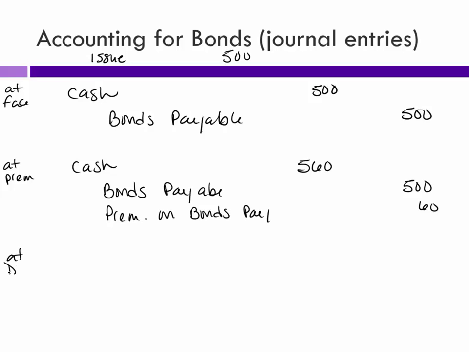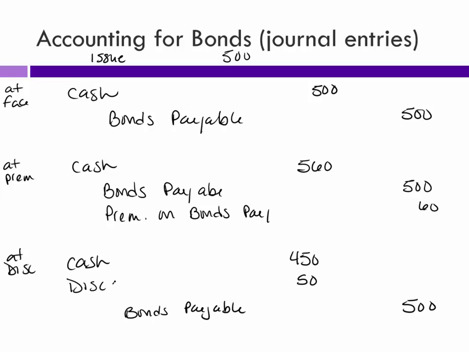If I issue it at a discount, the cash I get is something less than what I owe. So let's say I got $450. I still have to credit bonds payable for $500. So the difference, the $50, goes to discount on bonds payable.